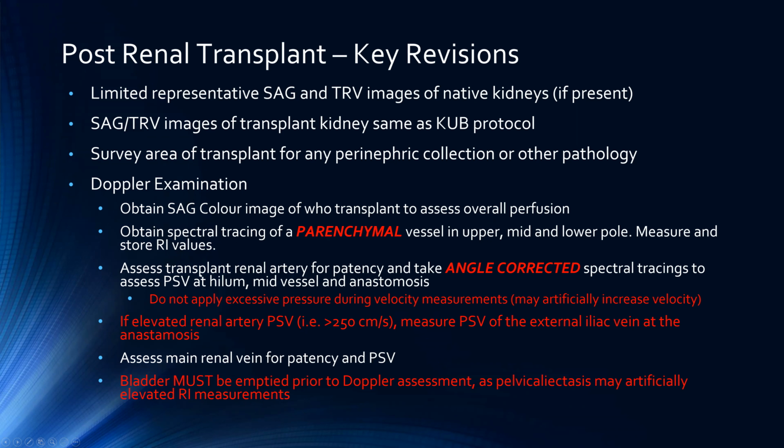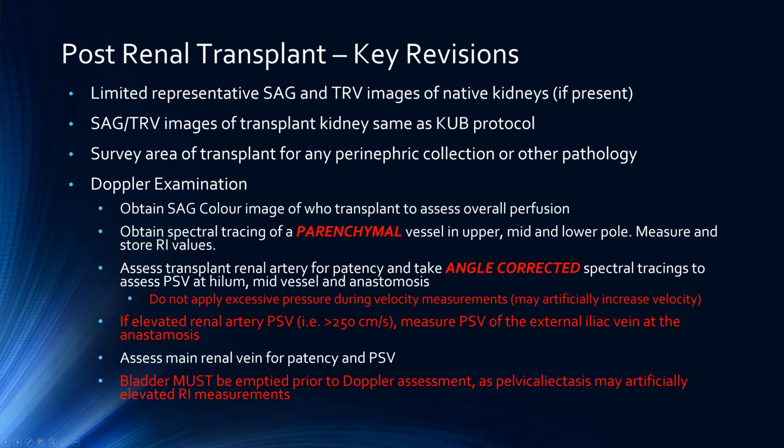But we also do need to assess the transplant renal artery for patency and flow velocity. And because we're assessing for flow velocity, those images do need to be angle corrected when you're obtaining those spectral tracings. So generally, that's going to require a velocity measurement at the hilum of the transplant kidney, mid-vessel of the renal artery, and then near the anastomosis of the renal artery.